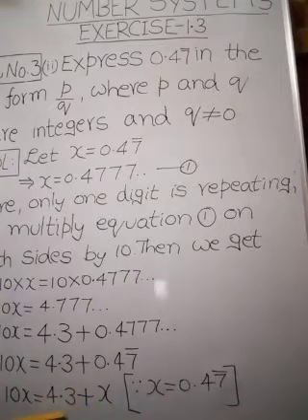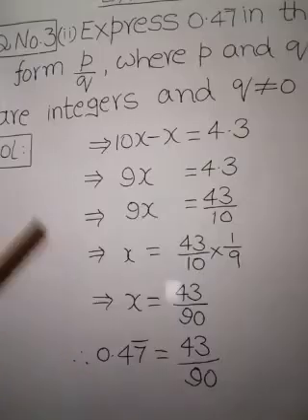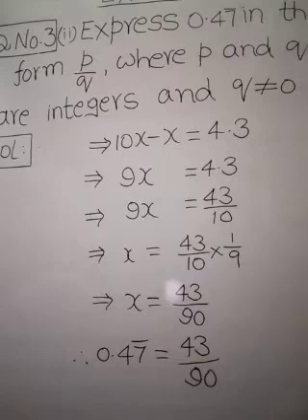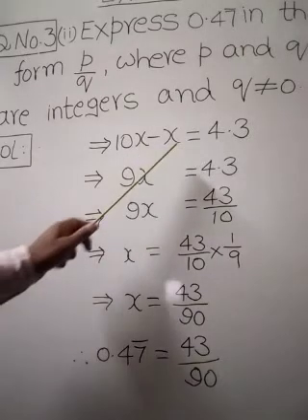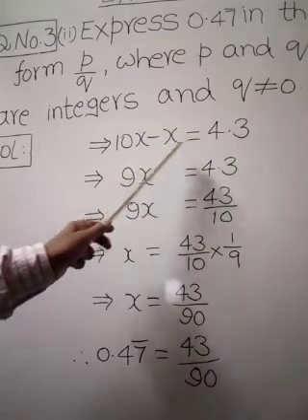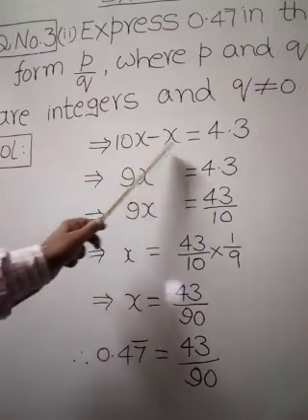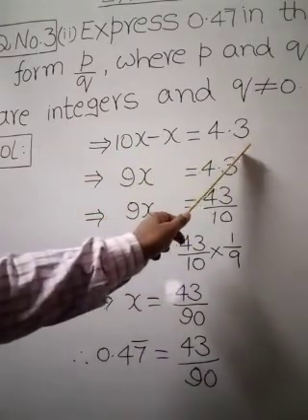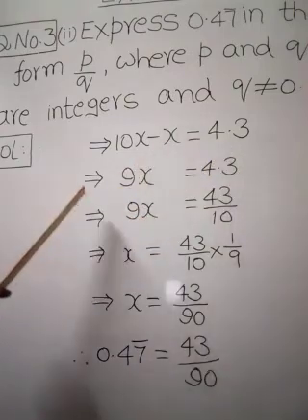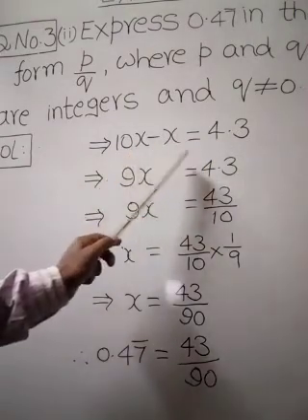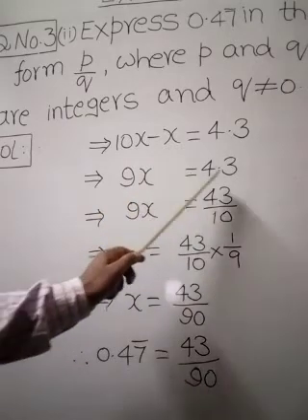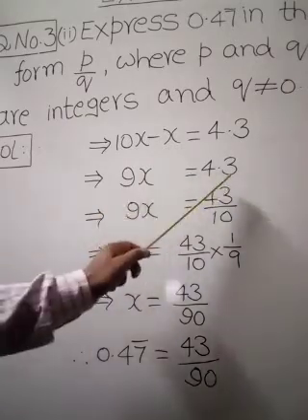Right. This is a simple equation in x. We have to solve it for finding the value of x. Now we are solving the previous equation by bringing that x to LHS, it becomes minus x. This implies 10x minus x is equal to 4.3. Understood this step, my dear children? Right. This implies 10x minus x, what will you get? 9x is equal to 4.3. Understood this step?